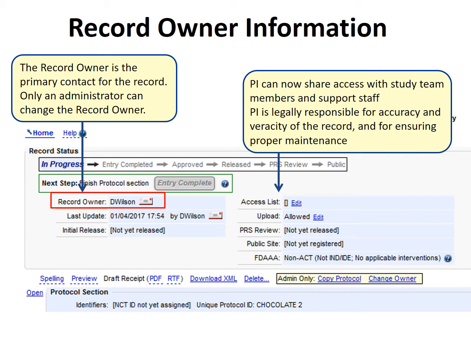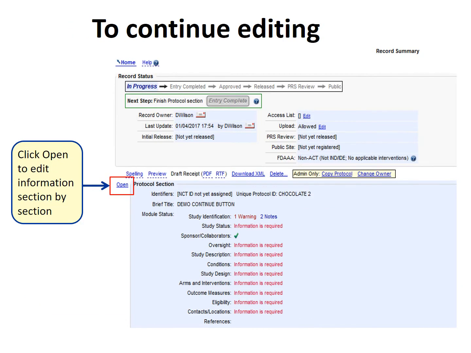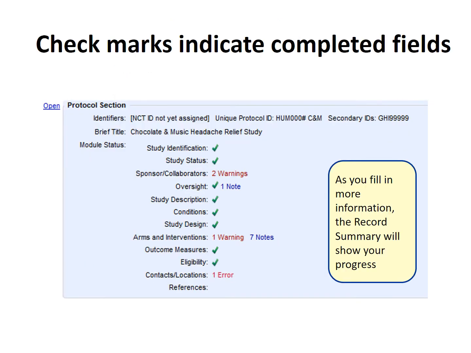To request access for a new individual, please email trialgov@louisville.edu or call 502-852-7247. To continue editing, click the Open hyperlink to the left of the protocol section header. As you can see by the red text noting Information Required and Warning, we have multiple fields left to complete. As you progress, check marks will appear next to completed fields. You can return to the record summary page to track your progress.